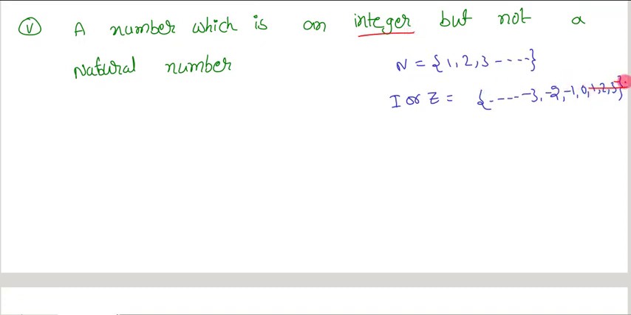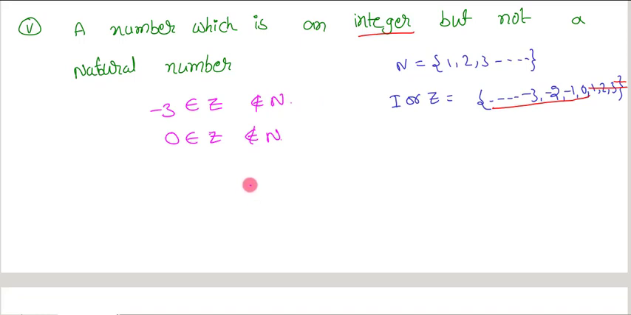If you remove the positive integers, then what remains are 0 together with the negative integers. Any one of these is an answer. I am taking minus 3 as the answer, or else you can take 0 as an answer. 0 belongs to the integers and is not a natural number. Even minus 3 belongs to the integers and is not a natural number. So this is how to answer the question.